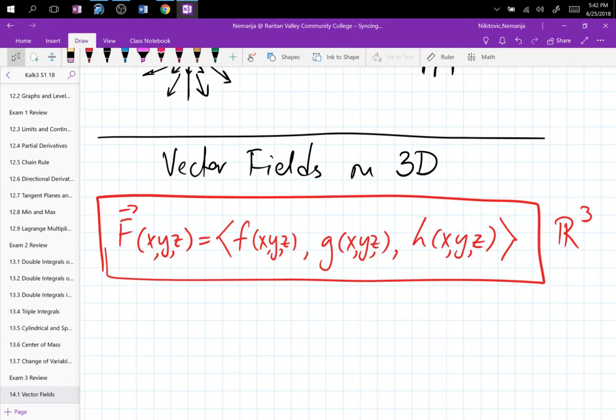You can rotate around one of the axes. You can rotate around whatever axis you can think of, right? To make rotational fields. And obviously the graphics in the book will be much better than what we can do by hand.